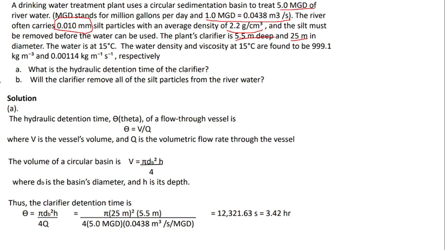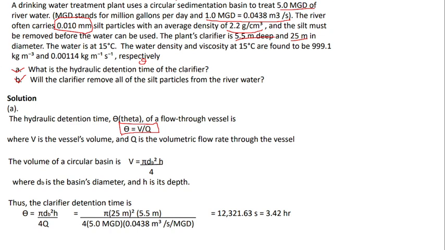So the question is to find the hydraulic detention time theta. And then, will the clarifier remove all the silt particles from the water? This is part A, this is part B. To find part A, the hydraulic detention time theta, the formula is theta equal to V by Q. V is the volume of the vessel and Q is the flow rate. We already know the flow rate, which is 5 mgd, so just convert it to meter cube per second by multiplying it with 0.0438. That is how you will arrive at the Q value.